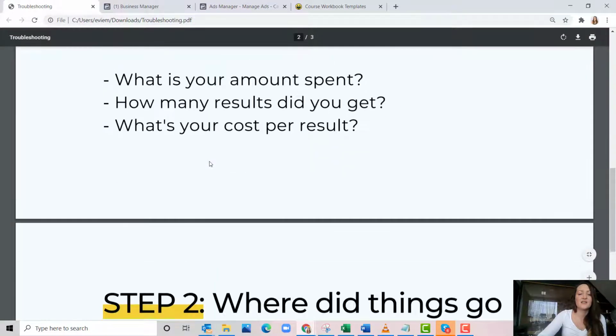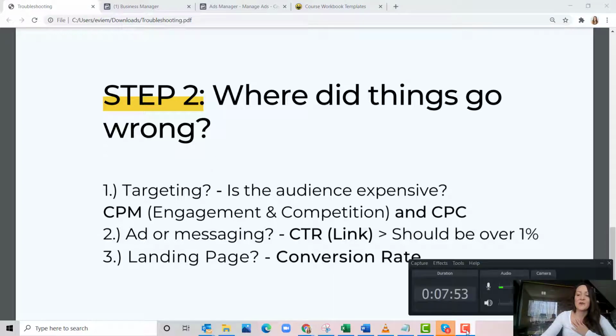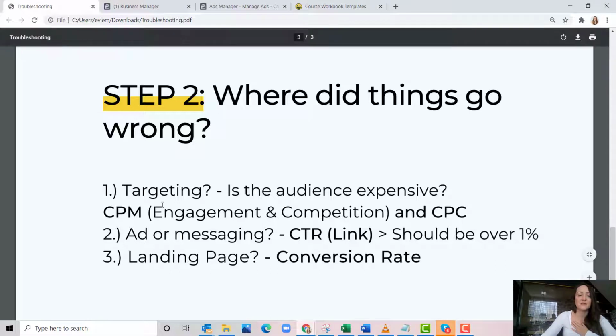Okay, so now the next step. This campaign does not perform as I want it to perform. So where do things go wrong? There are three places where things can go wrong. The first is the targeting. The second one is the ad or the messaging. And the third one is the landing page. And now we have three metrics to diagnose this.